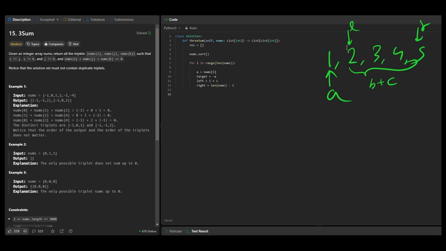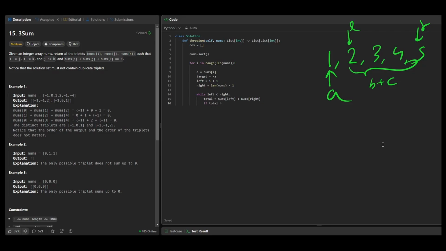After that, once we are done with this, I want to iterate through the next part and I would like to find B plus C. So let's write this condition: while left is less than right, I want to keep iterating. Then I want to find the total. So total would be equal to nums at left plus nums at right. Then let's check where this total is.